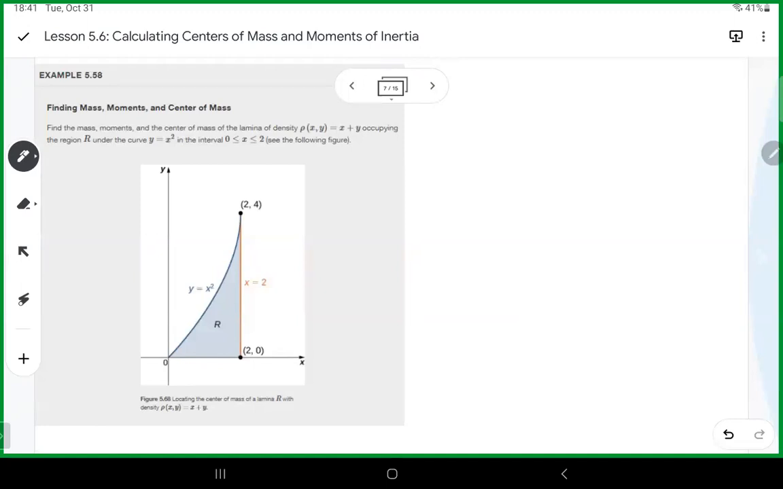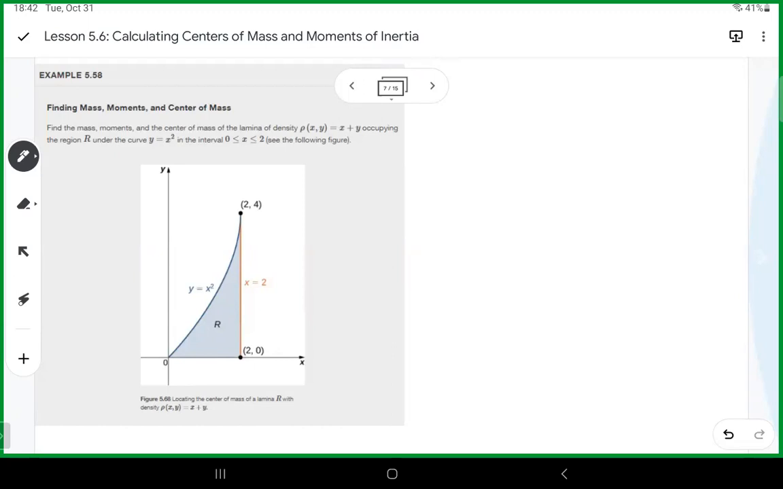We are moving and grooving. Okay, finding mass, moments, and center of mass. Find the mass, moments, and center of mass for the lamina of density rho of x, y equal to x plus y occupying the region R under the curve y equals x squared on the interval 0 to 2. Look at the following figure.